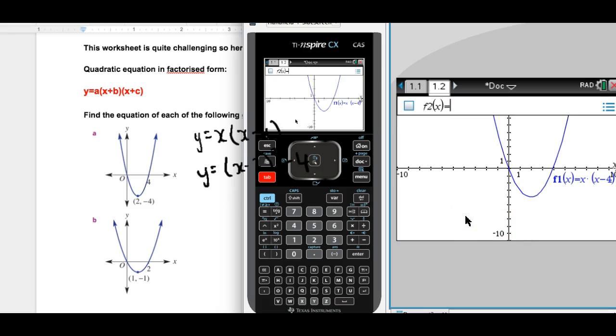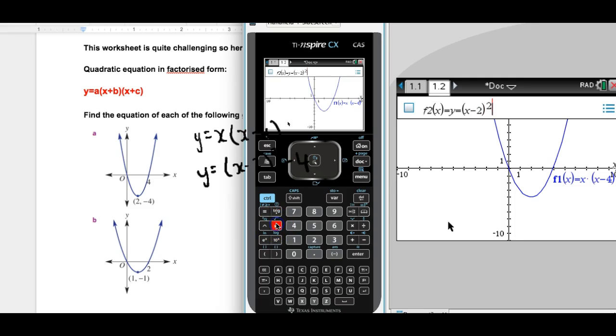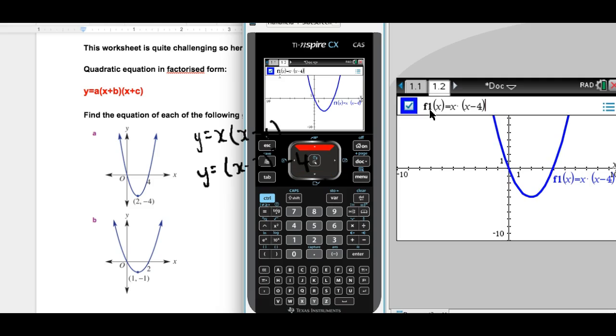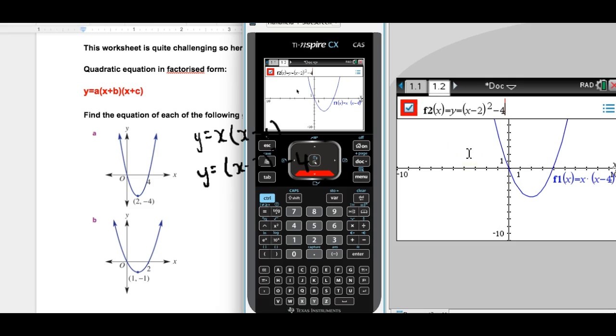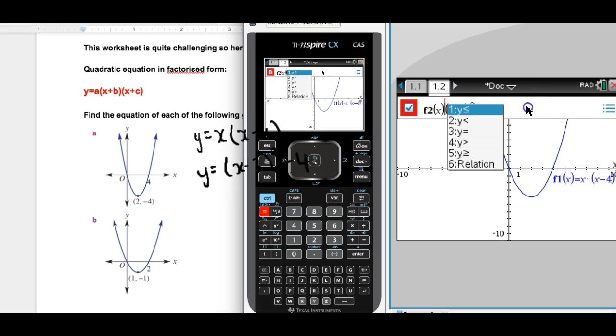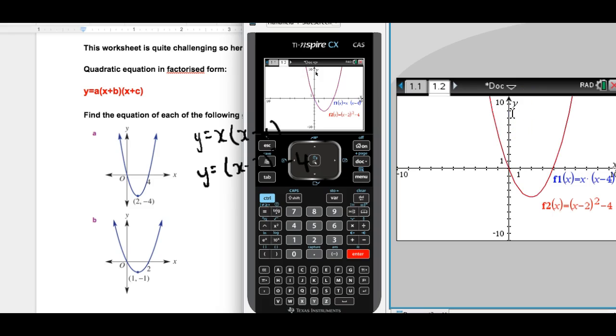Okay, and tab, put in the next one, y equals x minus 2 squared minus 4. And it should have been there in red. Okay, so they're both there, you just can't see it. I was hoping it would actually draw it in. Oh, actually, no, that's why it didn't work, because I put a Y there. Silly me. Okay, there it is.